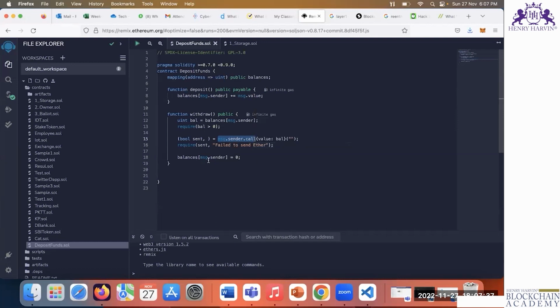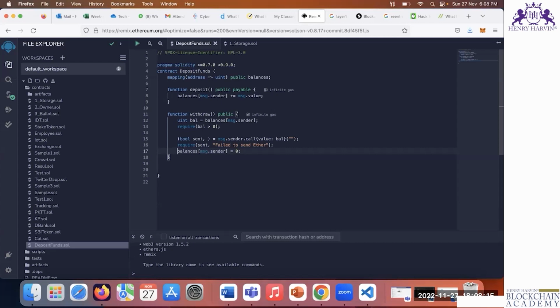Then require failed to send Ether. If any error is there, it fails to send. If this value is false, it means there is an error. After that, we have set the balance of msg.sender equal to 0. This is the smart contract. While seeing this one, actually this smart contract is highly vulnerable.